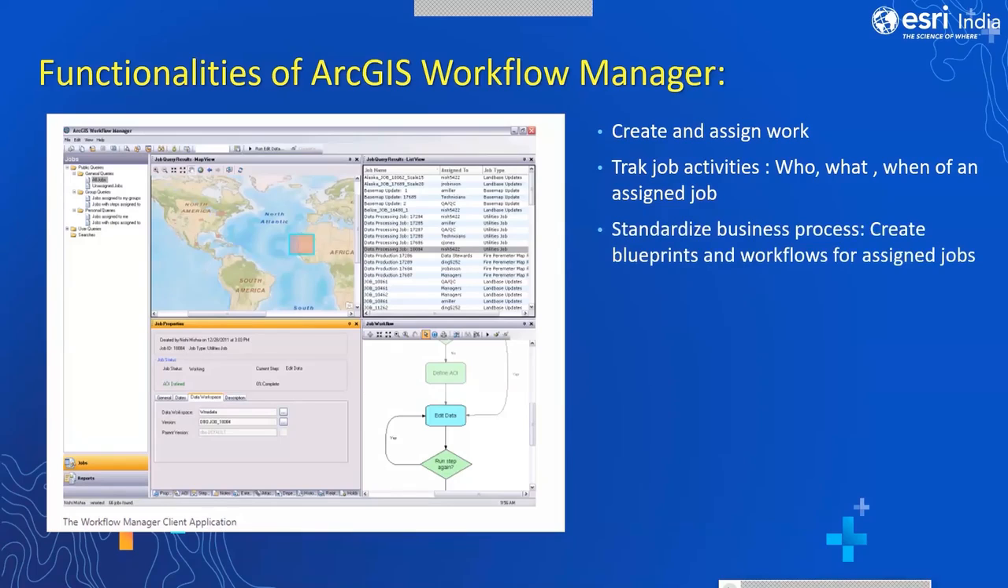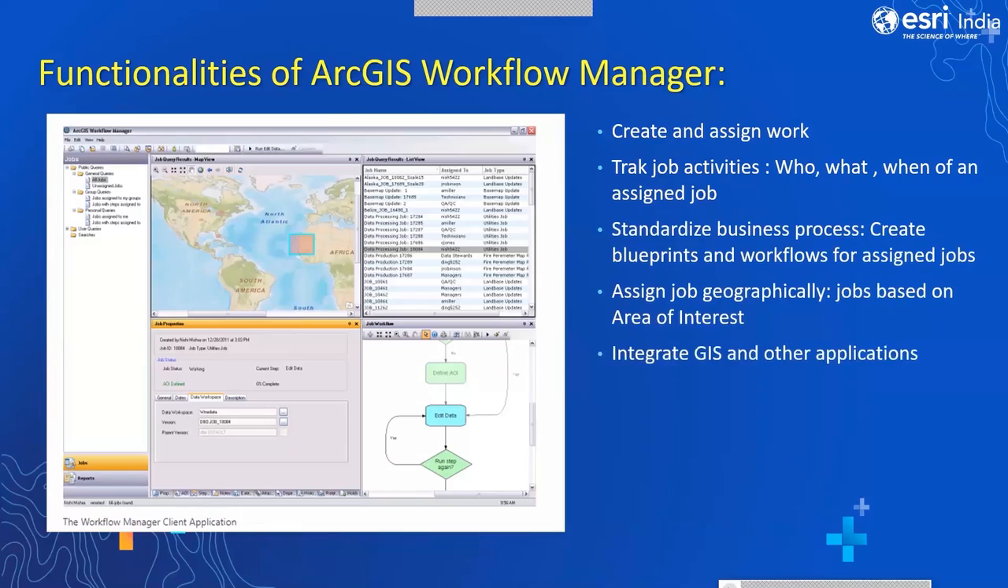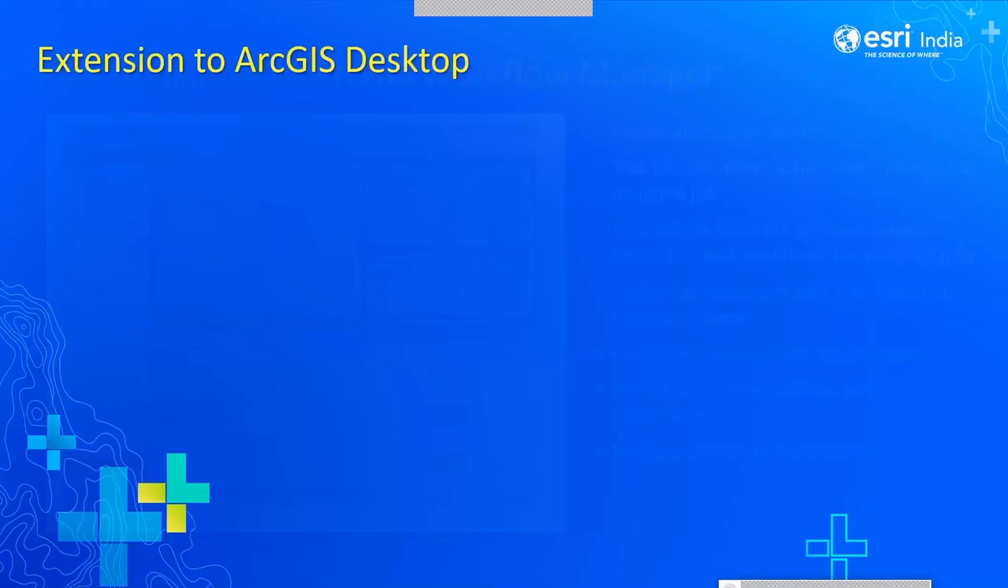Then standardize business process and assign jobs geographically. So let's say, sitting in Hyderabad, I want to assign a job to a person in Delhi. I can do that as well with the area of interest, and then integrate GIS and other applications together, and the reporting and all. So we can manage the distributed workforce across the country or regions or the world.